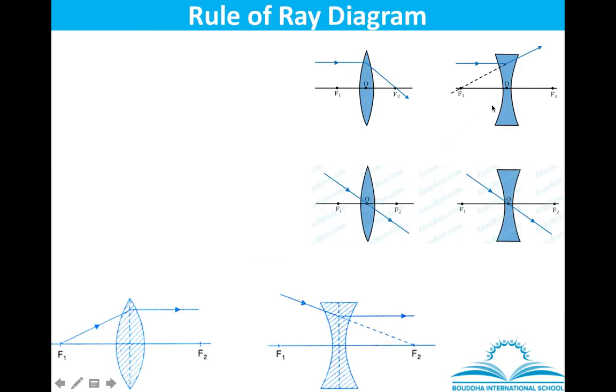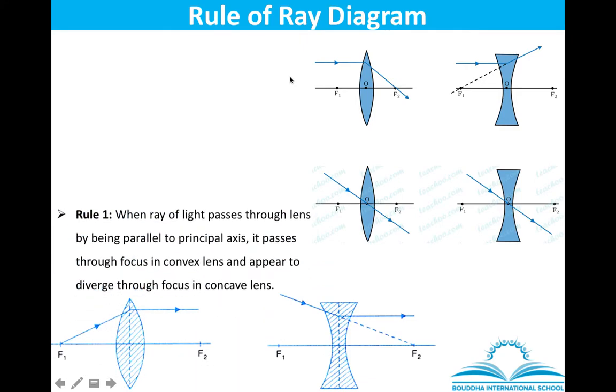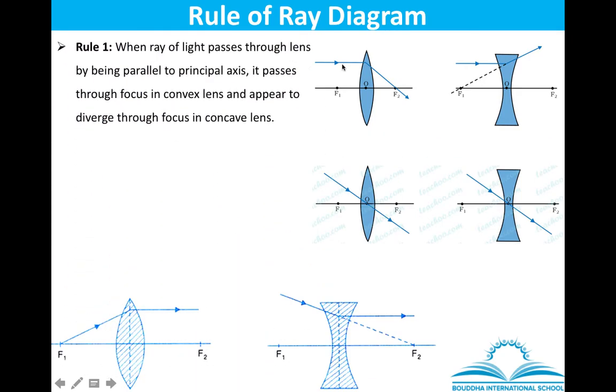Now before drawing a ray diagram, we need to know certain rules. Rule number one: when a ray of light passes through a lens parallel to the principal axis, as you can see this ray is passing through the lens parallel to the principal axis, and in a concave lens also it is passing through the lens parallel to the principal axis. In this case, if it is a convex lens, it always passes through the focus, and in a concave lens it will not pass through the focus, but it appears to diverge from the focus. This is the first rule.